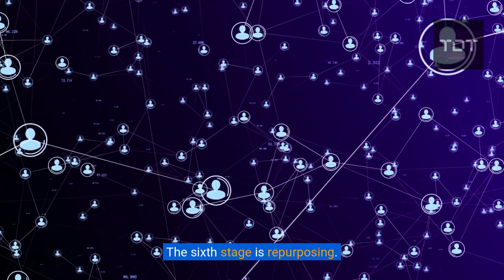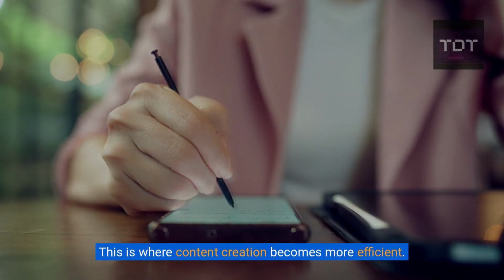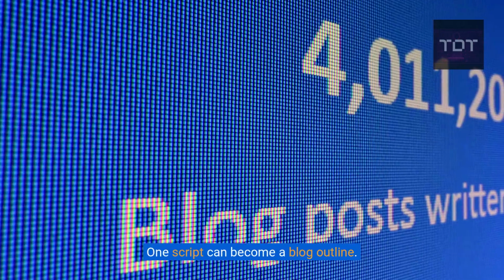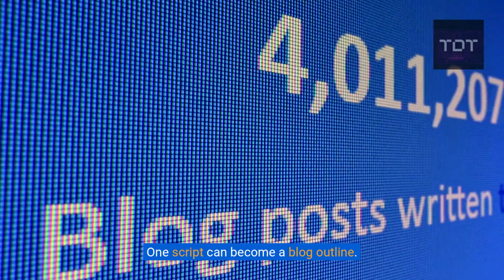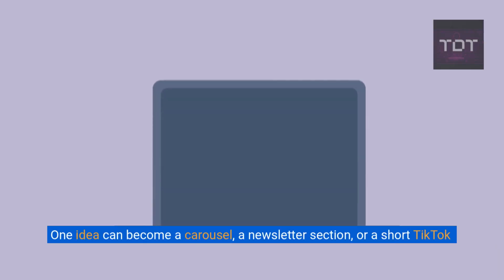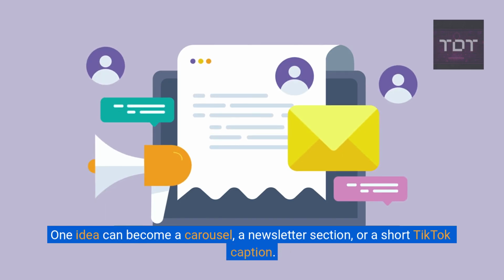The sixth stage is repurposing. This is where content creation becomes more efficient. One long video can become 2 shorts. One script can become a blog outline. One video can become a LinkedIn post. One idea can become a carousel, a newsletter section, or a short TikTok caption.